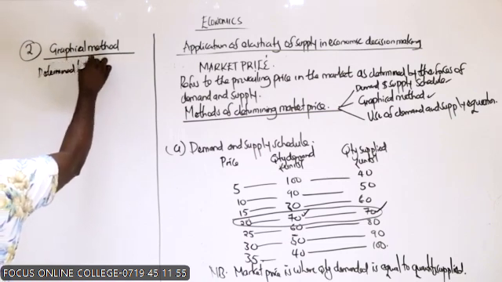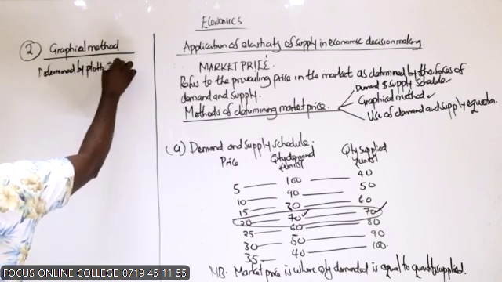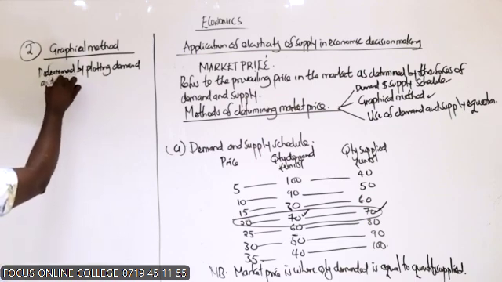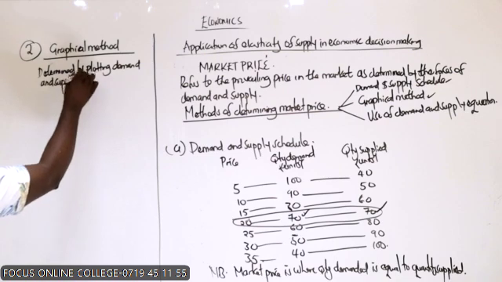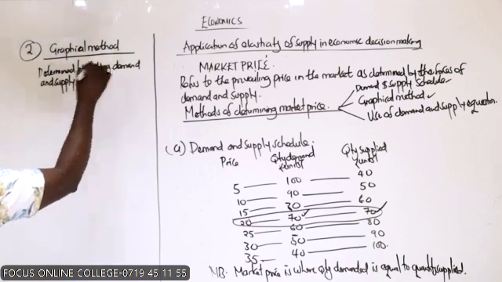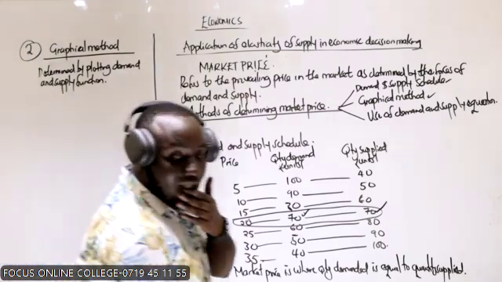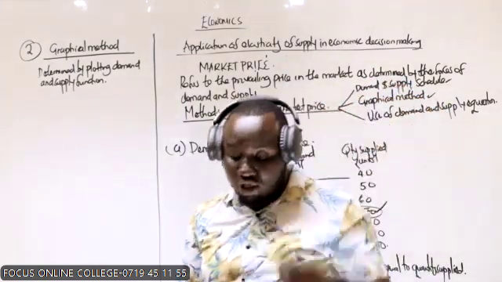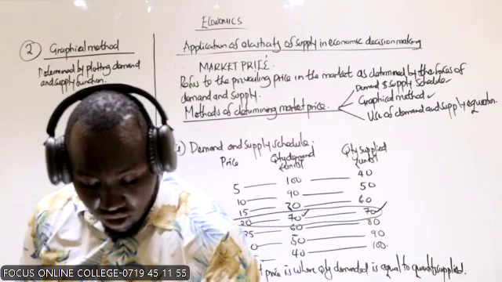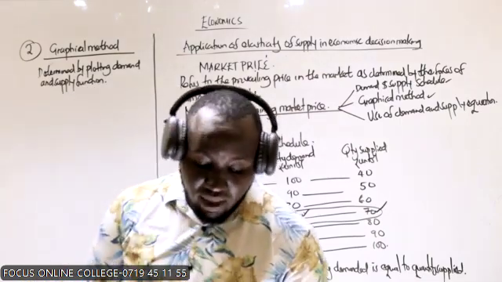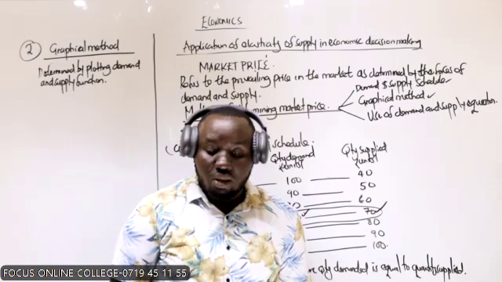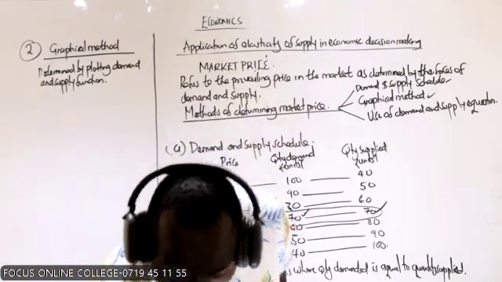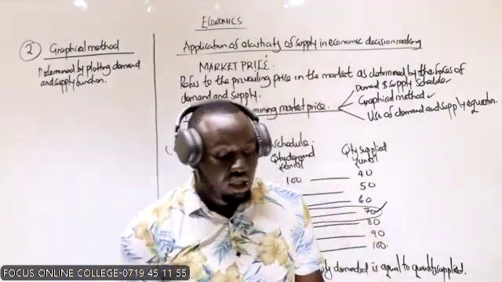We say that by plotting the demand and supply functions together, what we call the graphical method, we can find the equilibrium.